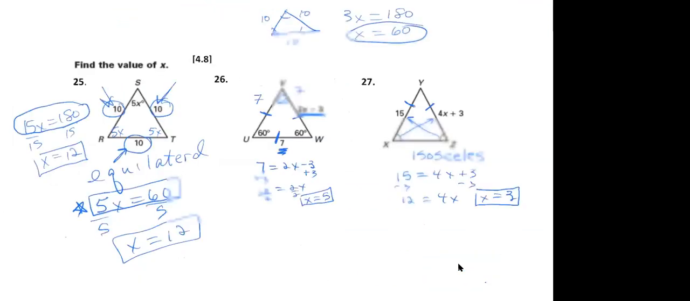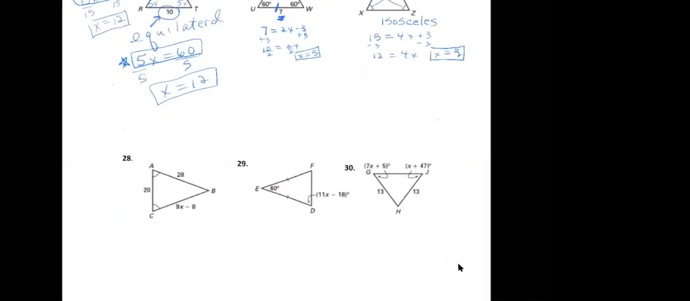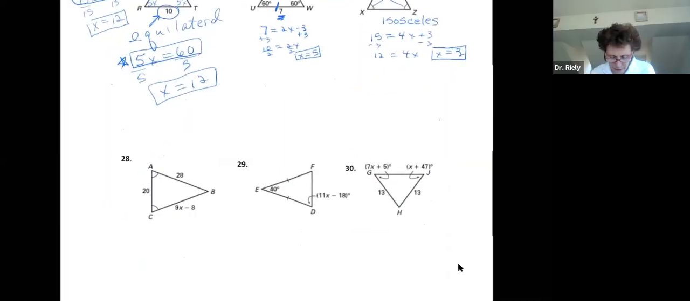Okay, that brings us to 28. And what kind of triangle do we have for 28? So Quincy, I'm over to you.